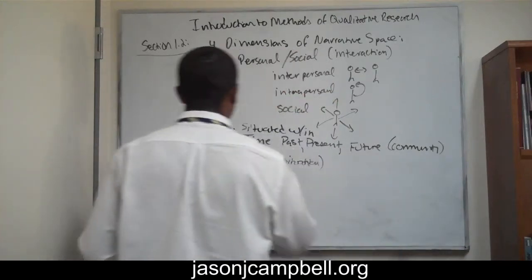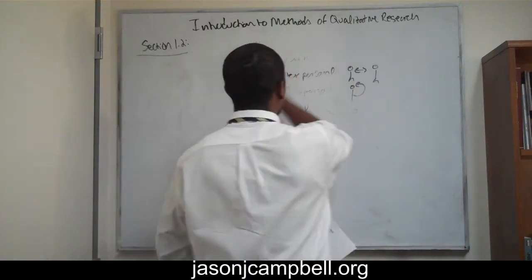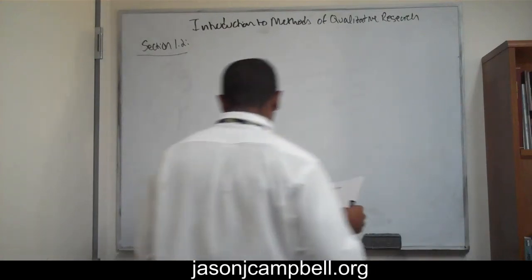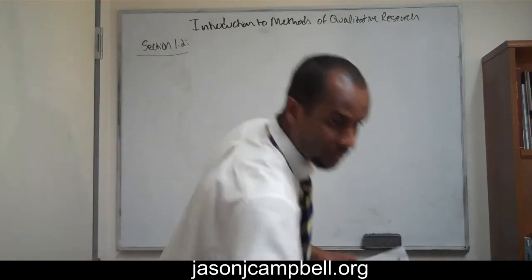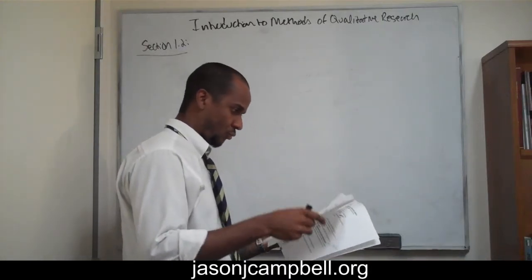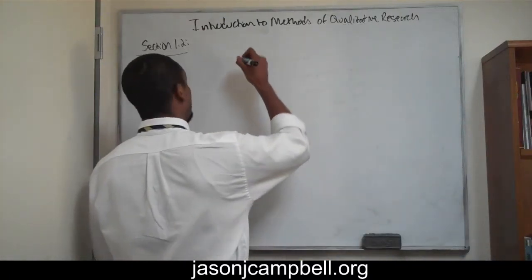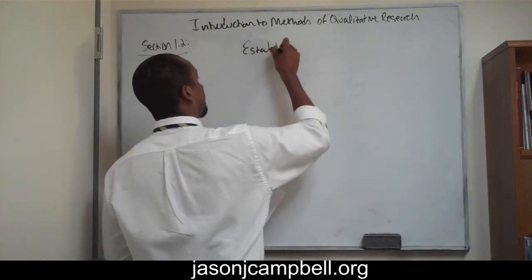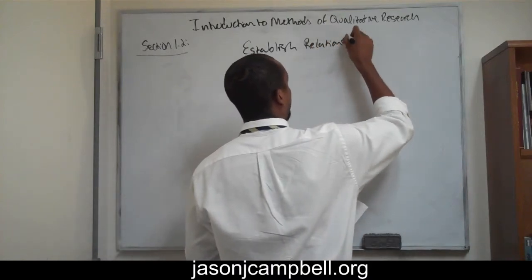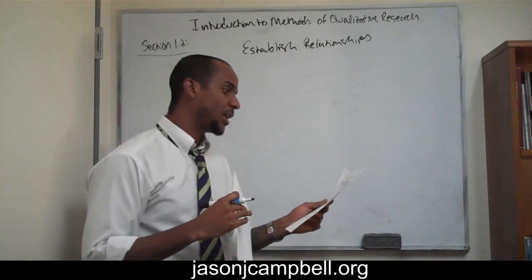Okay, so that's the last of the 4 dimensions. And then the last point, the 5th point in the broader discussion, was to establish relationships. That was the 5th of the 5 procedures for conducting narrative research.